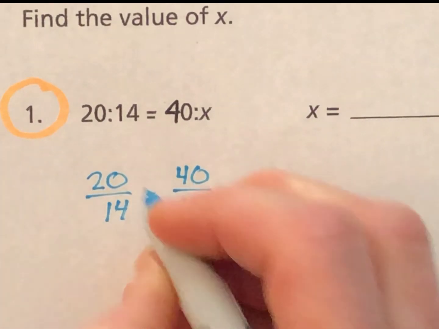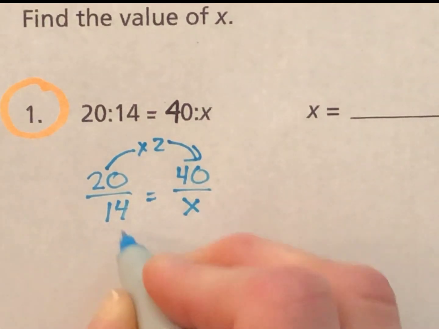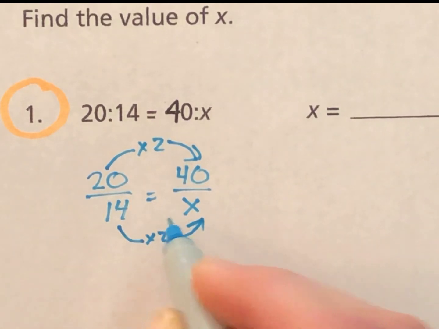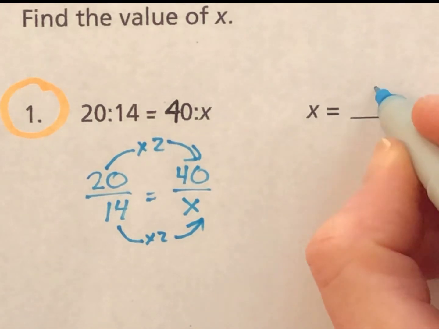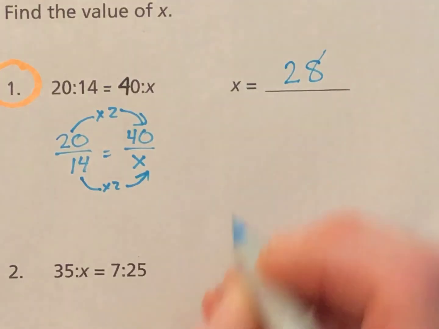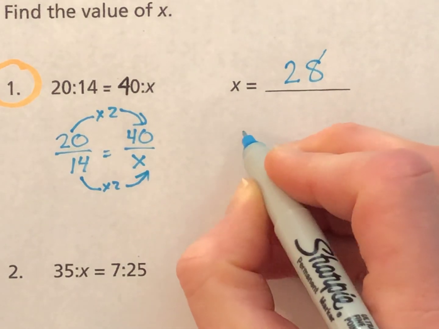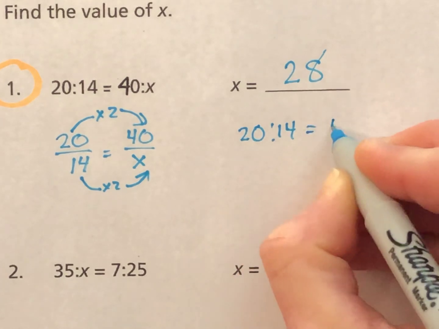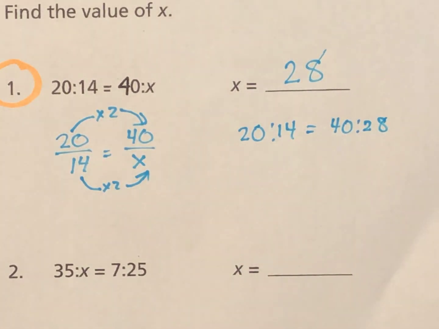So how do I go from 20 to 40? Well, times 2. So then this will be times 2. 14 times 2 is 28. So then the equivalent ratios written like this would be 20 over 14 equals 40 over 28. Just like that. Got it? So do that on the next two and you all see it.